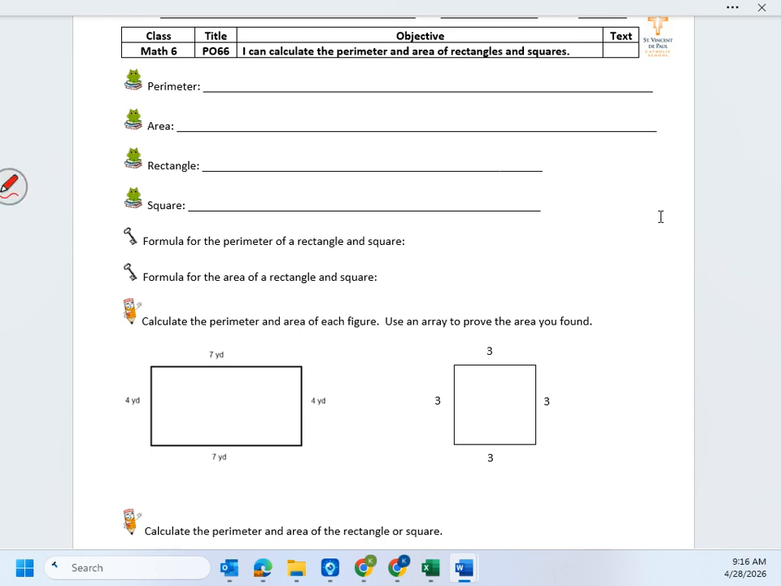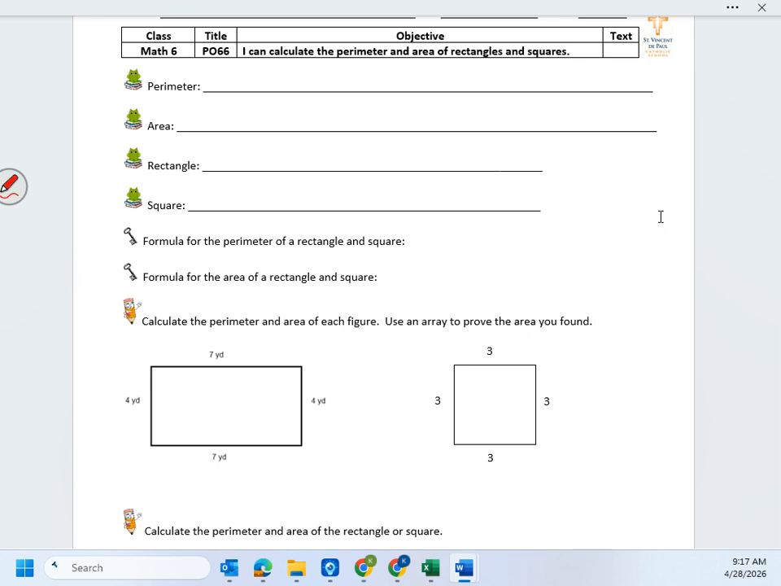Our first objective, hopefully, is going to be a refresher for you. It's going to be, oh, I know how to find the area of a rectangle. I've done this before. So we like to start out our units with ones that are a little bit easier, and we build on it, and we will get to more challenging ones that we have not done before. So for Po66, calculating the perimeter and area of rectangles and squares, our first step is to make sure we know what it all means.